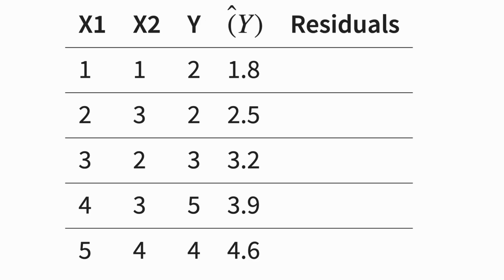And the second step of making an added variable plot is to compute the residuals. And the residual is just the difference between the predicted value and the observed value. So our residual here is 2 minus 1.8, which is 0.2. And the residual here is 2 minus 2.5, which is negative 0.5. Etc.